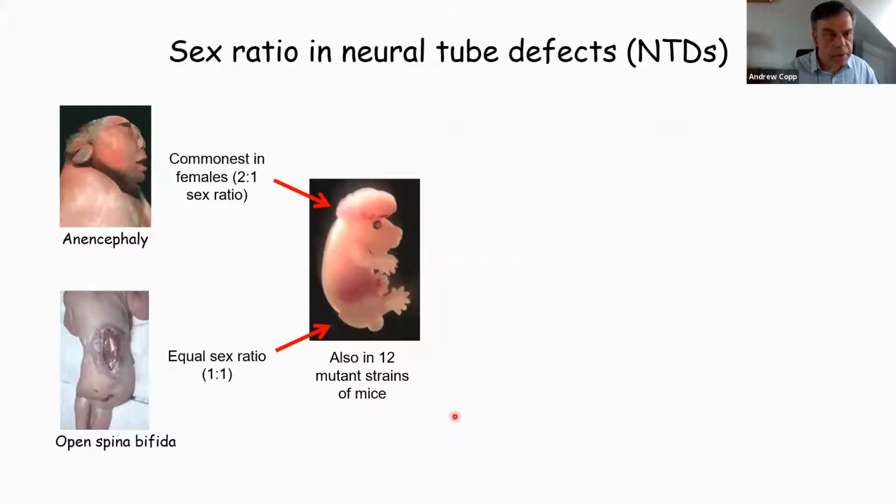Secondly, I want to talk about sex differences, because we've been puzzling for many, many decades over the fact that anencephaly here is commonest in females with a 2-to-1 or even a 3-to-1 sex ratio, whereas spina bifida has roughly an equal sex ratio. And this has been reported in many, many epidemiological studies. In many strains of mice, the same thing happens. So we produce embryos that have only spina bifida and they show an equal sex ratio. We produce embryos that have the exencephaly, the forerunner of anencephaly that you see here, and they have a preponderance of females. So why is this happening?